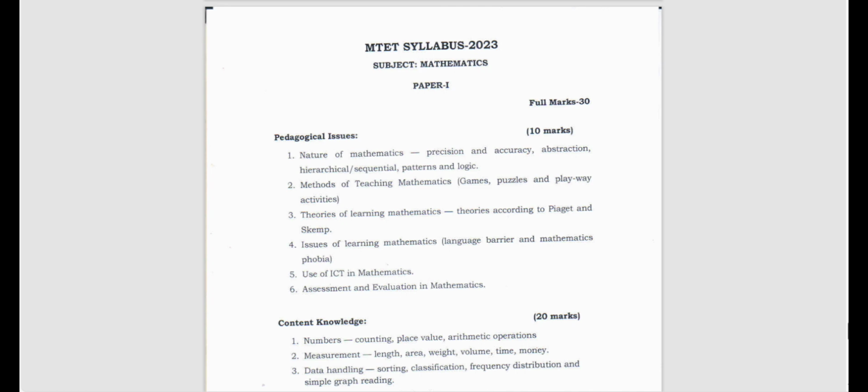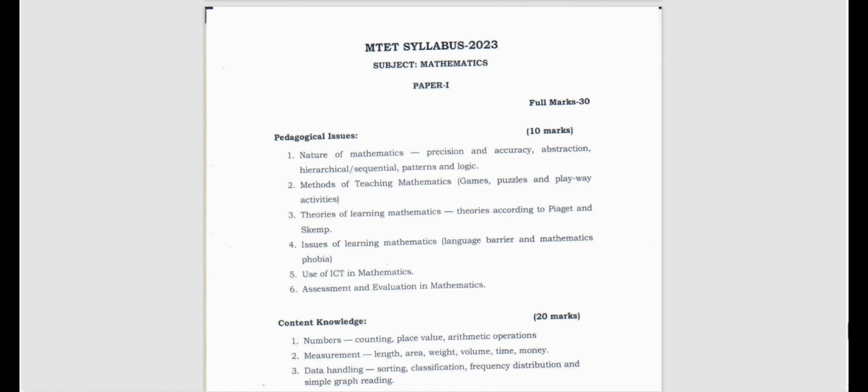Whenever you hear the word mathematics, you get nervous, right? Especially friends from an arts and commerce background get nervous when they hear the word mathematics. But in the case of this MTET, you don't have to be nervous at all, you don't have to be scared at all.